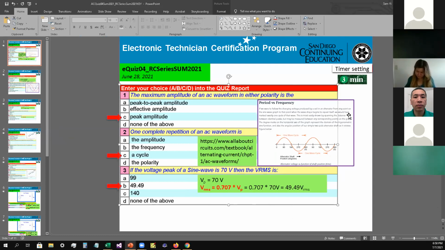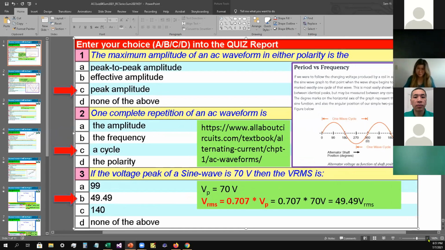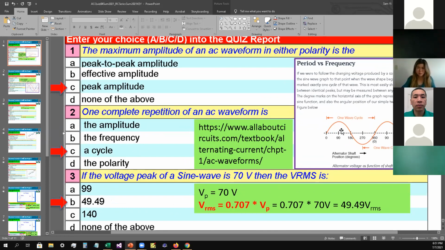Okay, so this one they want the maximum amplitude. It's question number 1. The maximum amplitude of an AC waveform in either polarity is called the peak. So it's this signal here, from this point to this point is just the peak. On the positive, it's the peak; on the negative, it's also the peak, but a negative peak. So the answer is C as in Charlie for number 1.